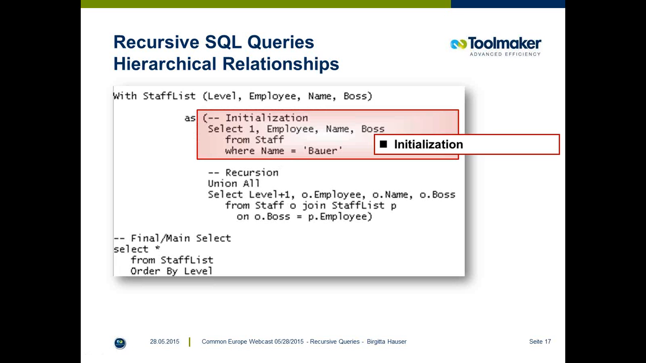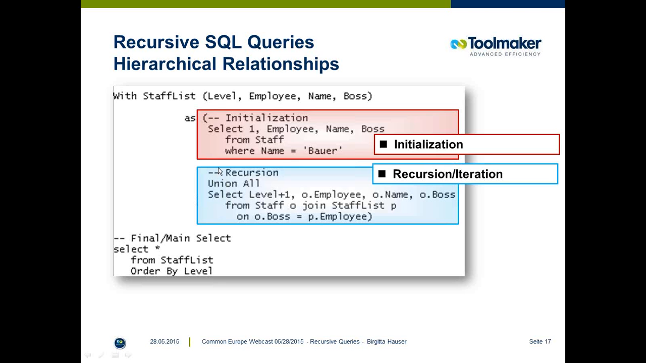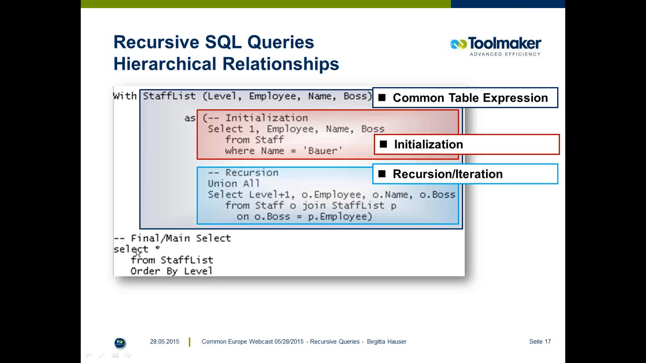Now we need the recursion. The recursion means I need to join my common table expression with the table itself, but we now need to join the employee number from the common table expression, which is the lowest level, as the boss of the original table. So we join them together and the union all will return everything. So that's our recursion. All together is our common table expression, and then we just execute the final select statement and sort it based on the level.